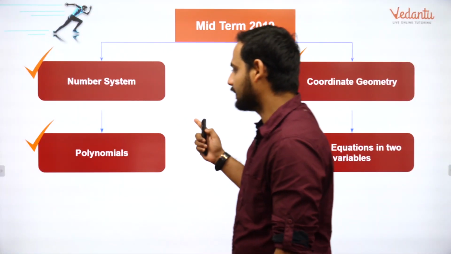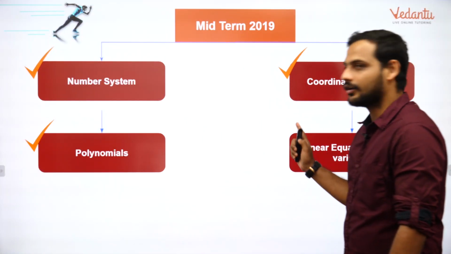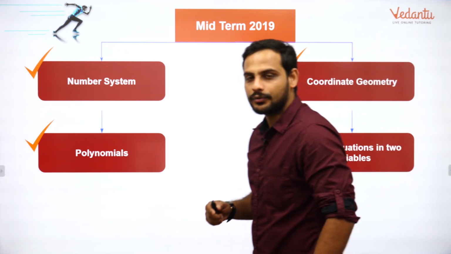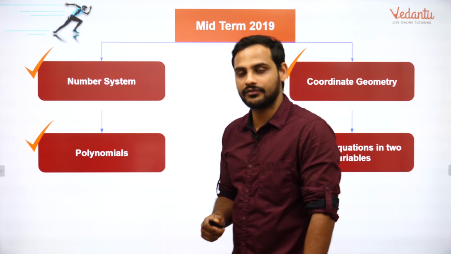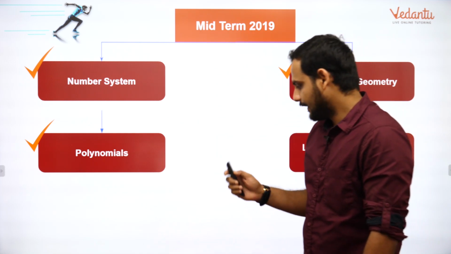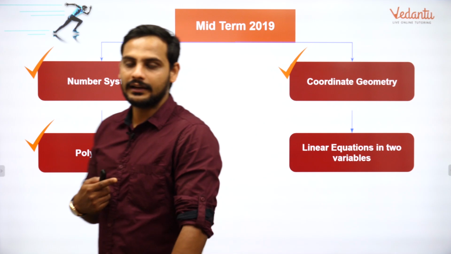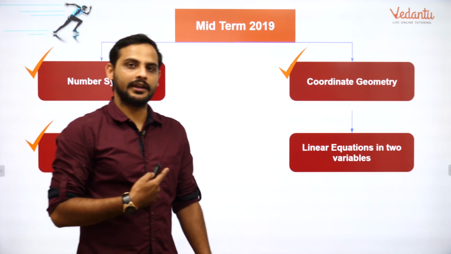As I have told you, the number system, polynomials and coordinate geometry are already over. Those who have not seen the videos can go again and re-watch all those videos for your complete revision. And today we will be starting linear equation in 2 variables.